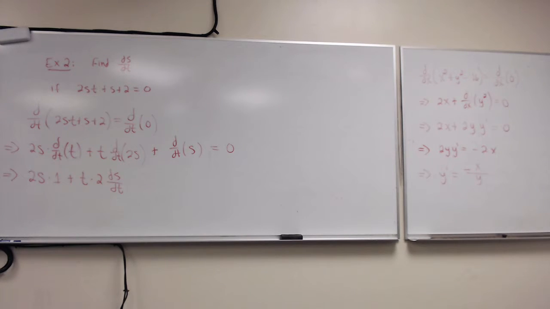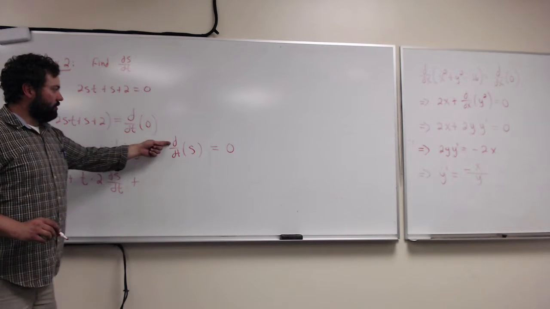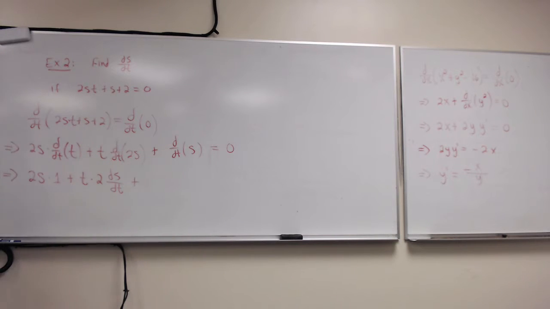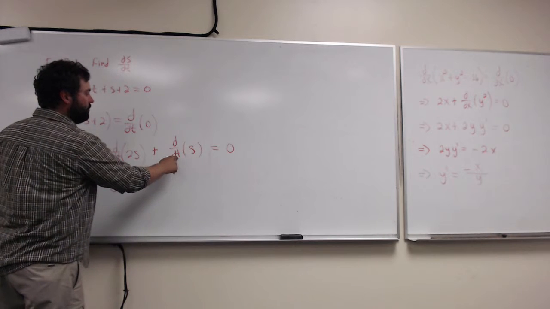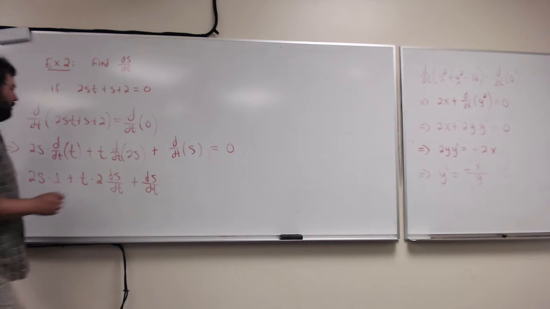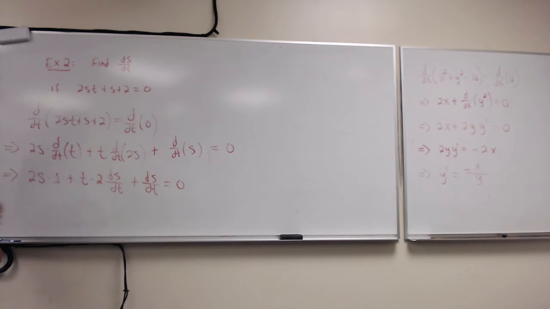I really don't like using this notation for implicit differentiation. I like using the prime notation better. And then plus, what's this one? What's the derivative of s going to be? 1? So careful, it's not going to be 1 again. You either write s prime, or in the notation we're using, the derivative of s with respect to t is just ds dt. And then you have a 0 on the right. And like I said, anywhere I wrote ds dt, you could have written s prime.